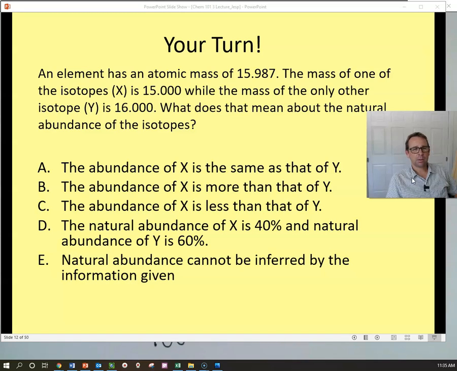So again, the 15.987 is the average. Now, they don't tell us how many different atoms had the mass of 15 and how many had the mass of 16. But we can kind of guess that. Actually, we can mathematically identify it.